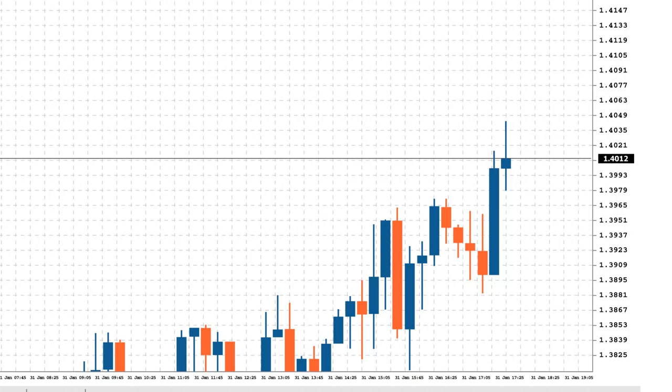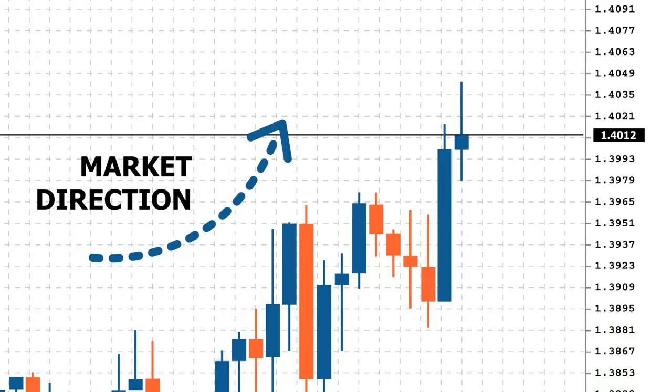The market direction is going up. You believe it will continue going up. Don't worry, we teach you how to ascertain this in our learning path. The price is 1.4012. You decide to buy because you think the price will continue going up.